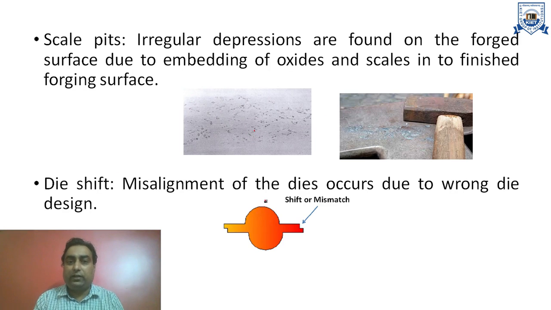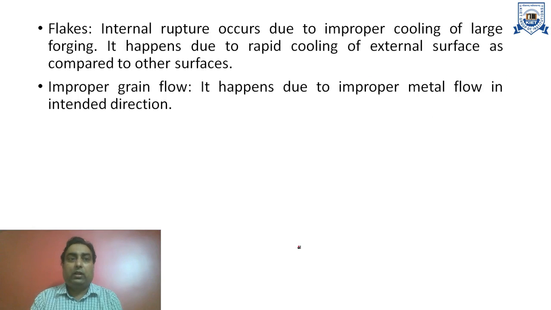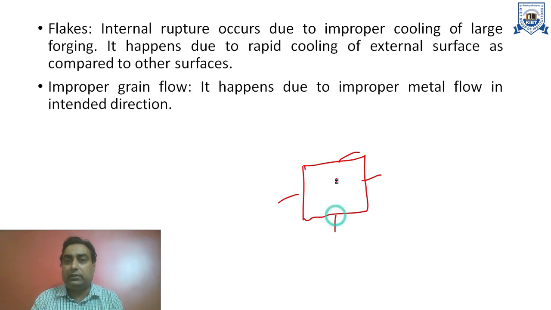Next is the die shift. When your dies are not properly aligned, what will happen? These dies are not properly aligned, so you will get a faulty job. Another is flags and improper grain flow. Flags happen due to improper cooling. Your job is like that, and at the external surface the rate of cooling is higher, but at the internal surface the rate of cooling is lower. So it will be subjected to cooling stress and thermal stress. Due to thermal stresses, cracks may happen in internal surfaces, so internal rupture may occur.